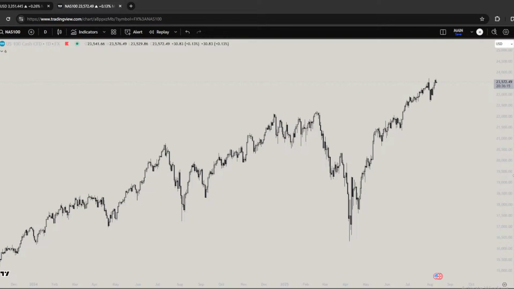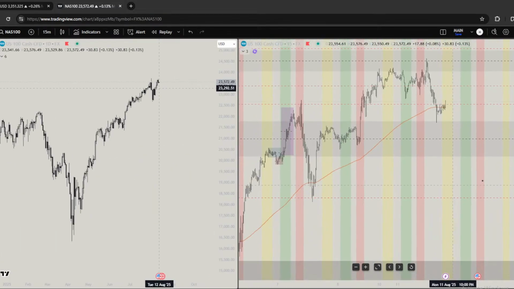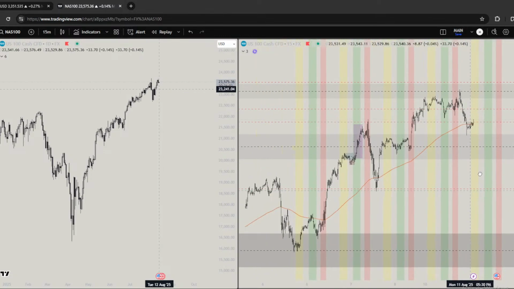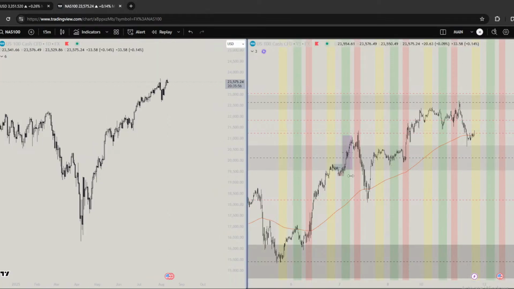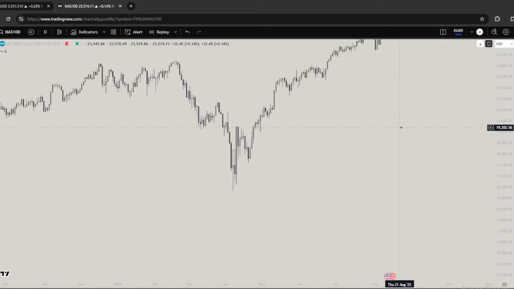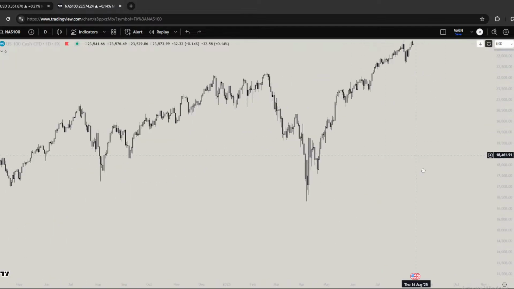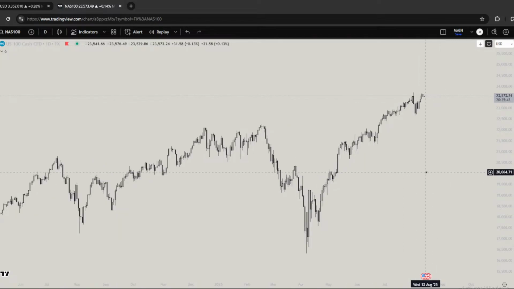I kind of just mark out low volume nodes as a way to, it's kind of like quarters theory in a way. It gives you an idea of price movement. I use them like supply and demand zones, just how price action moves and retraces back to certain volume places. But yeah, I use them like a supply and demand zone in a way.